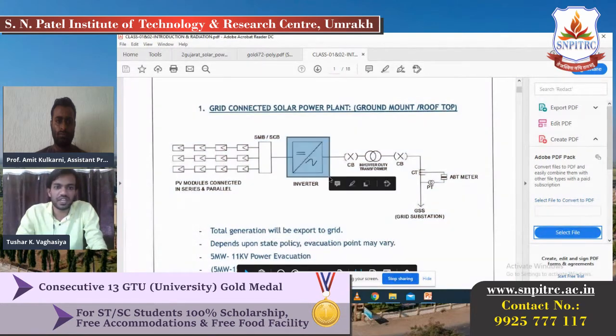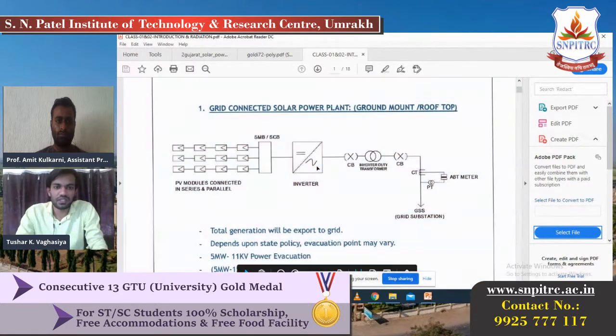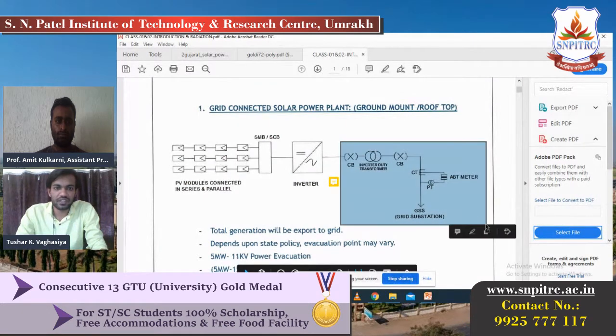One is the string inverter, and the second one is the central inverter. As per the site requirement, the design condition and the client requirement, we choose the inverter. It's for ground-mounted solar, rooftop, or a utility-scale power plant, in terms of megawatts: either 1 megawatt, 2 megawatt, 5 megawatt, or 10 megawatt.